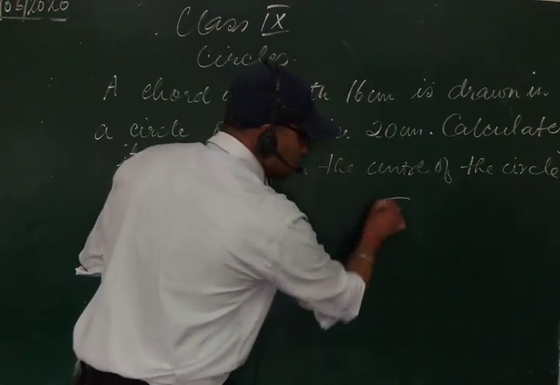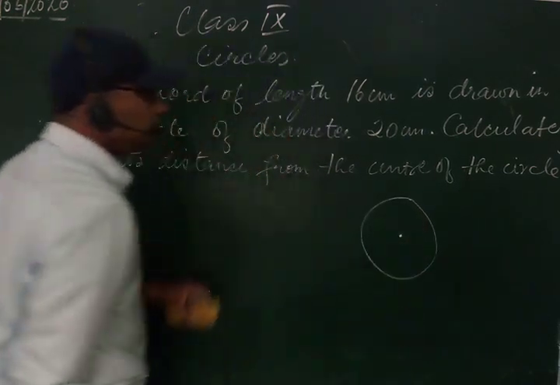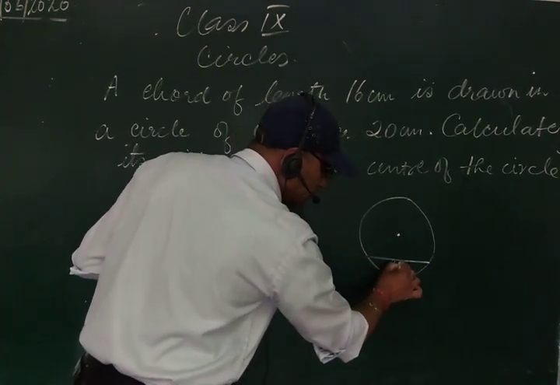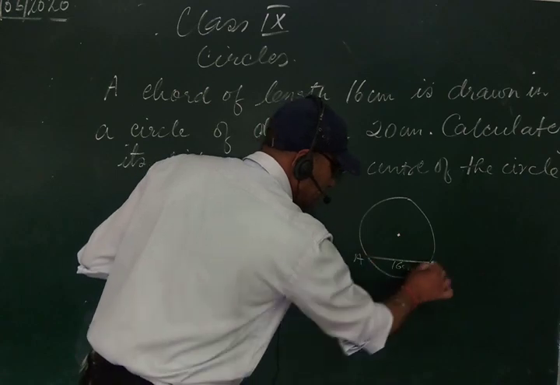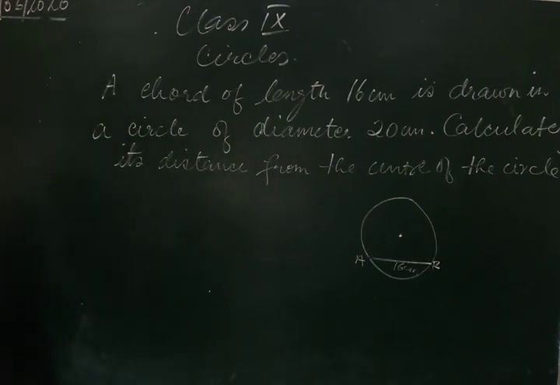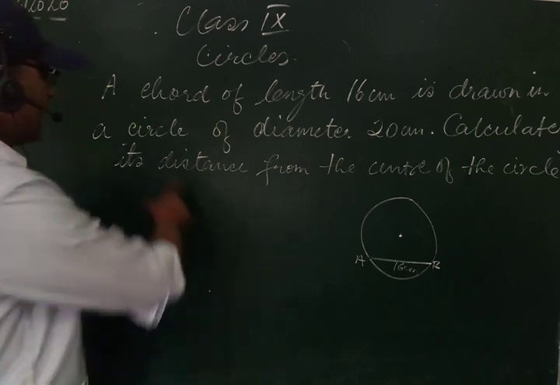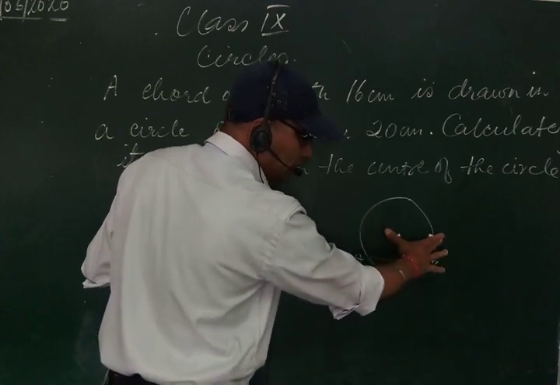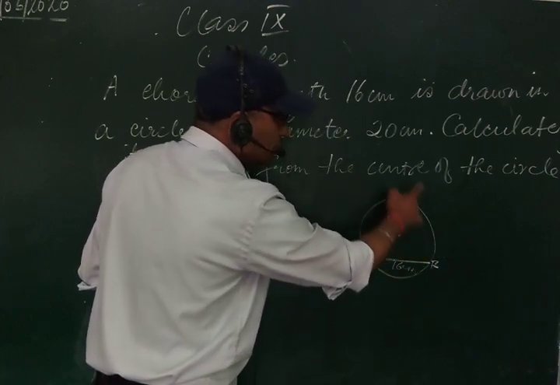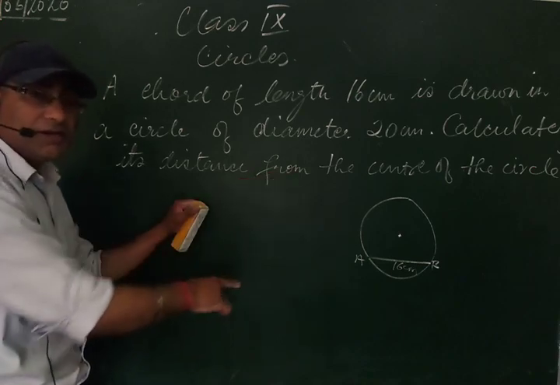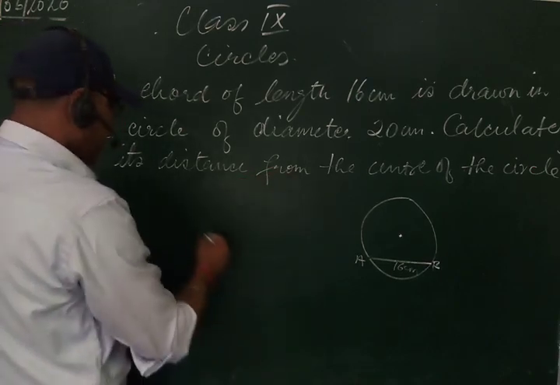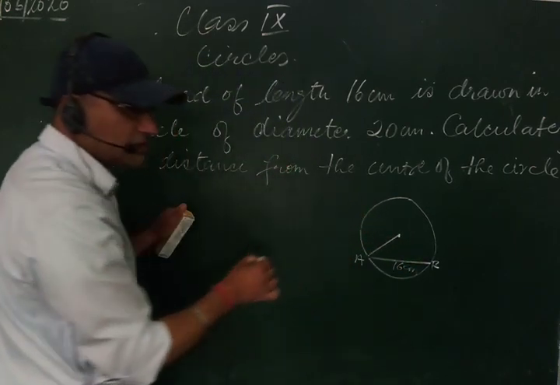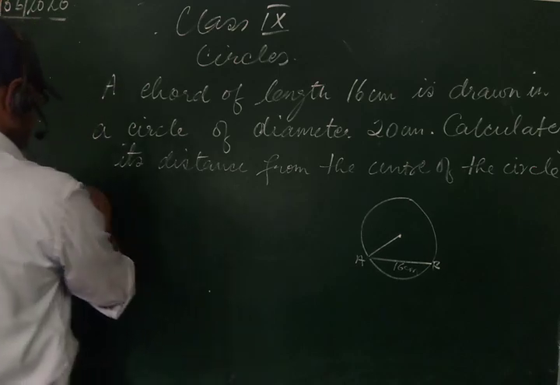Okay, now let's draw the circle. Center is here. It is saying a chord of length. Let me draw a chord here, which is of length 16 centimeters. Let me name it as AB. Let us suppose that AB is the chord of length 16 centimeters. And the circle has a diameter of 20 centimeters, means to say from here to here it becomes 20 centimeters. But here we are going to use radius to calculate the distance. Okay. That means from the center to the circumference, this becomes the radius.